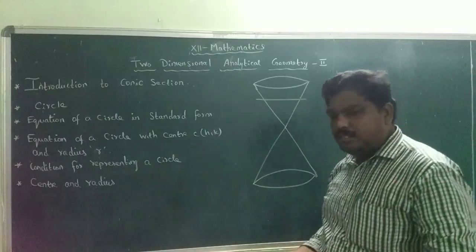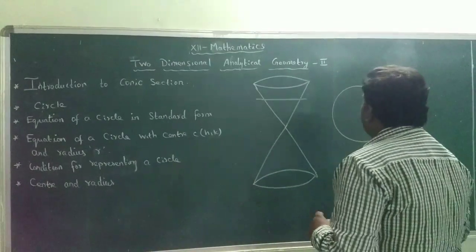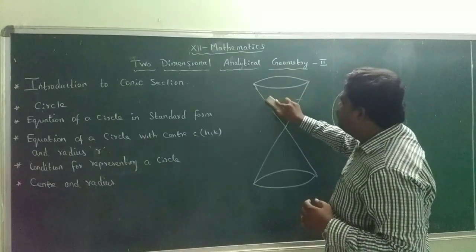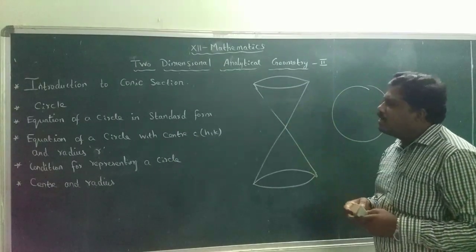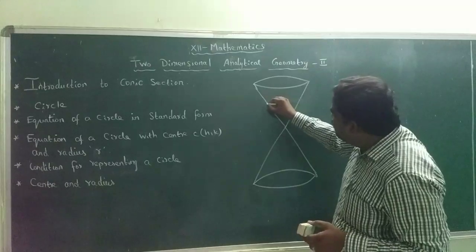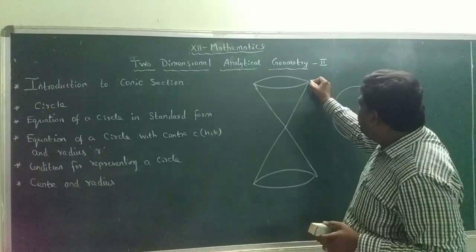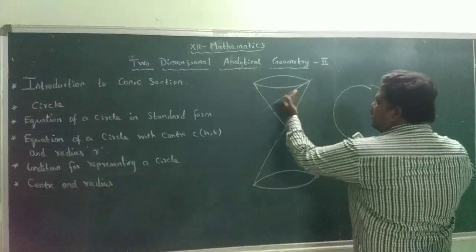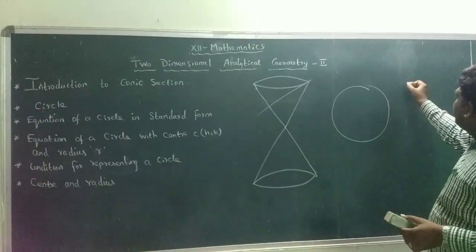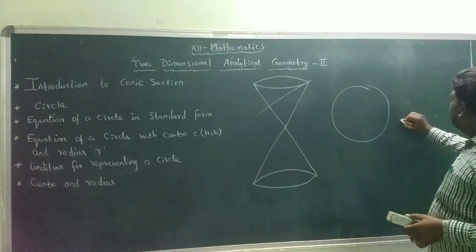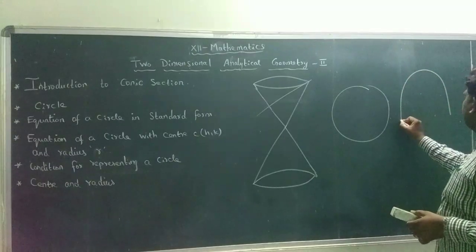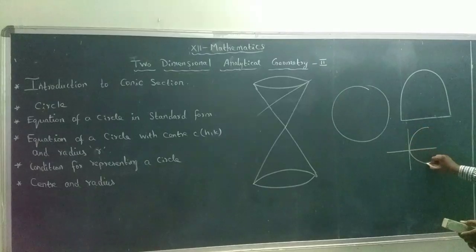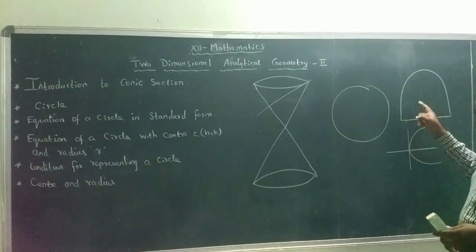And then, suppose if you cut the double napped cone partially slanting, something like this. If we cut it like this and look at this shape, you can get a shape something like this, a parabolic shape. Here we can use this diagram as something like this. So this shape is known as a parabola.